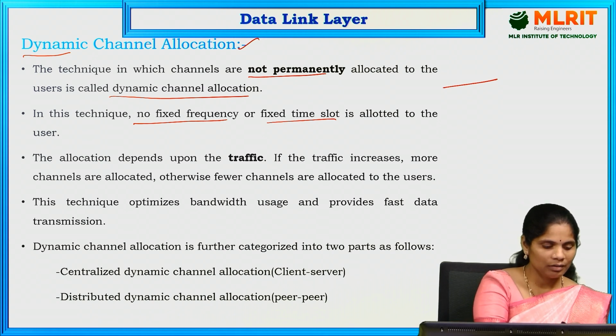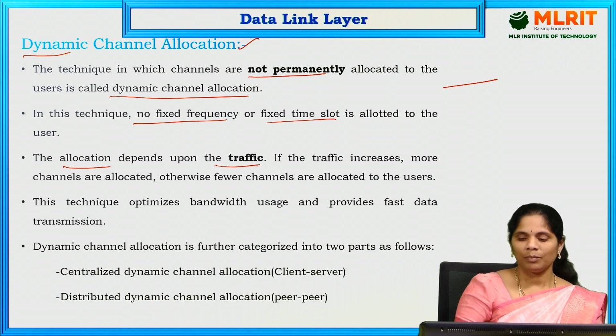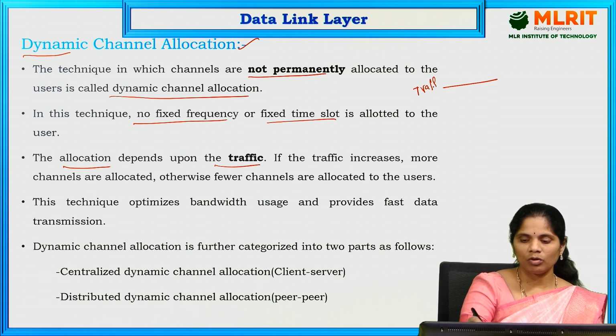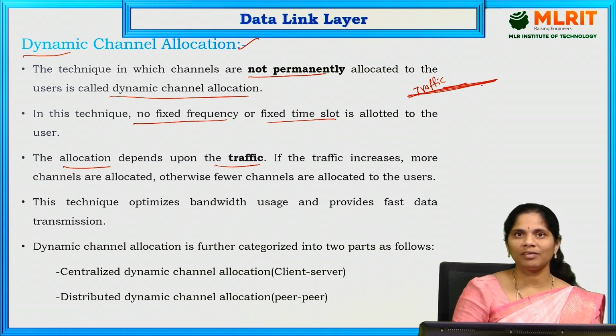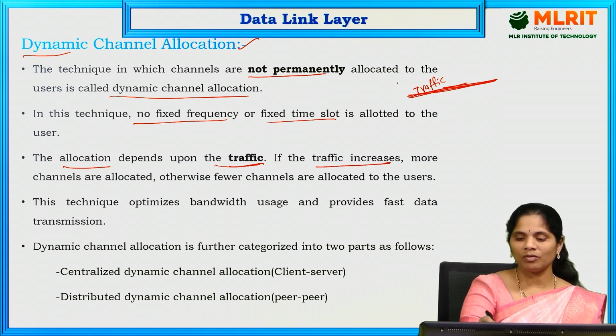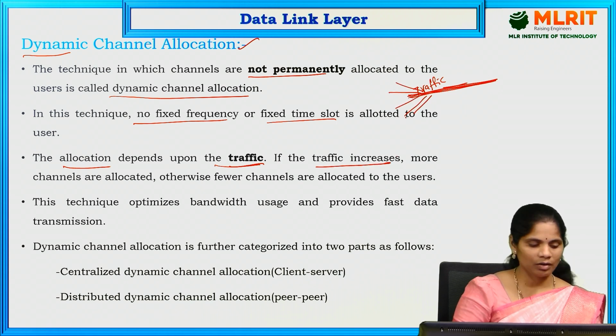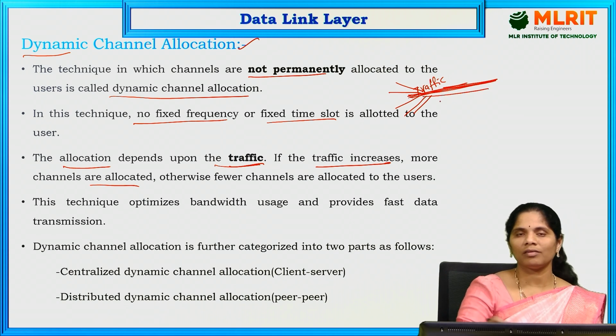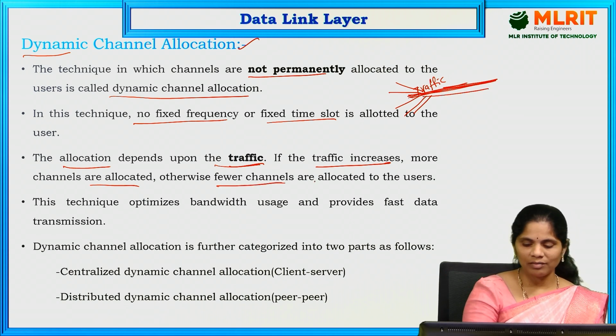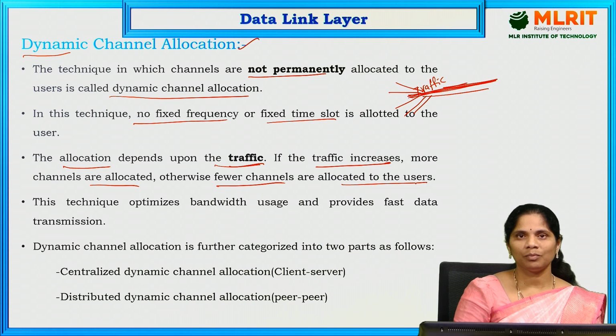The allocation depends upon the traffic. Whenever the data is transferring, the particular channel is either busy or idle, meaning it is empty or some data is being sent. That is based on the traffic. If the traffic increases and more users want to send the data, more channels are allocated. Otherwise, fewer channels are allocated to the users. Based on the traffic only, we are selecting the channels for sending the data.